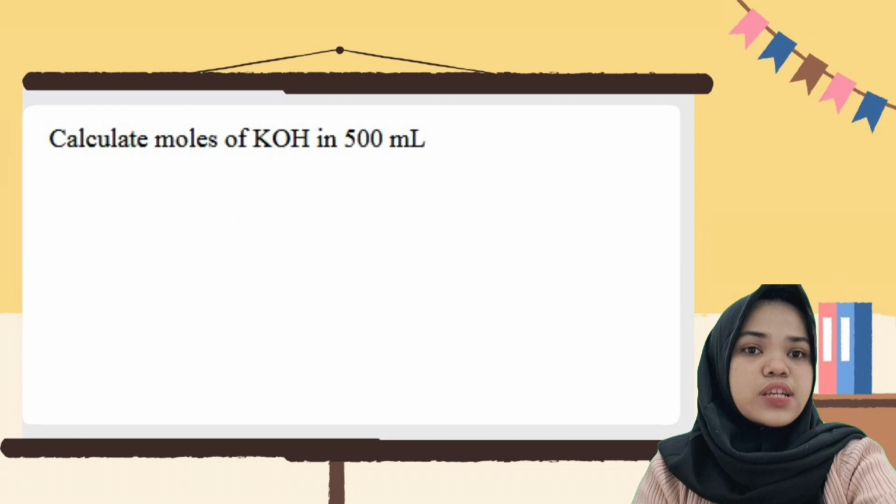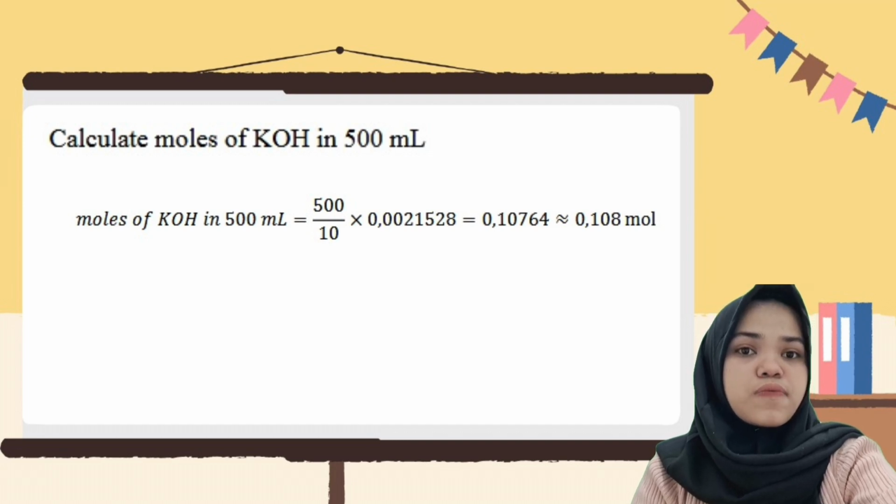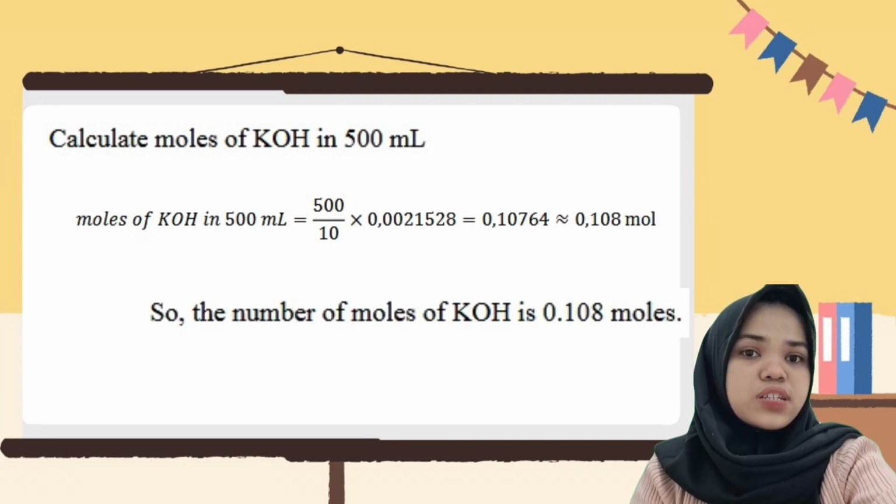Next, we calculate the moles of KOH in 500 milliliters of solution. First, divide 500 milliliters by 10 milliliters, which equals 50. Then multiply 50 by 0.0021528 moles. The result is 0.1076 moles, rounded to 0.108 moles. So the number of moles of KOH in 500 milliliters of solution is approximately 0.108 moles.